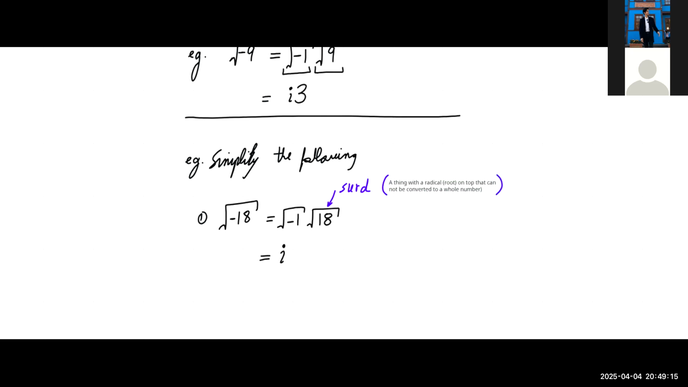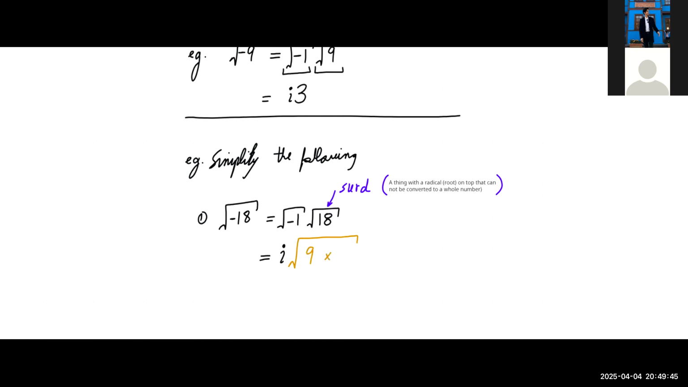But root of 18 doesn't have such a situation. We can't directly convert root of 18 into a whole number. So it has a radical on top, it has a root on top, but we can't convert it to a whole number. So it's very unsimplified. We like to simplify surds. How? Think about breaking 18 down into a square number times another number. What is the biggest square number that I can break 18 down into? 9. And what would I need to multiply 9 with to keep this consistent?